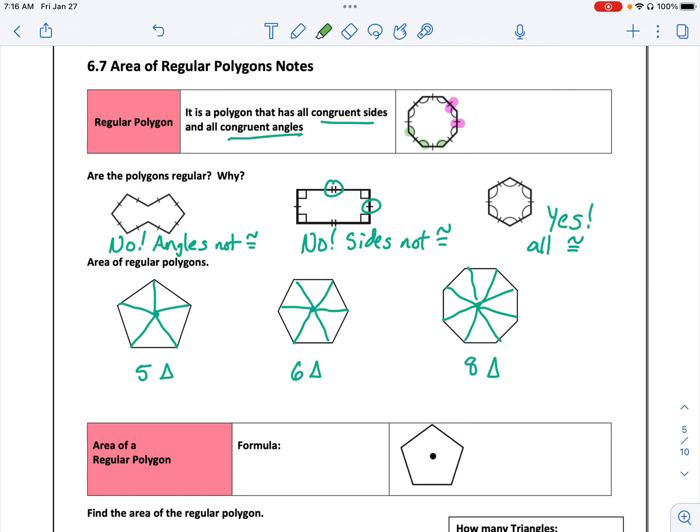Notice here we have 5 triangles, and this shape had 5 sides. So the number of triangles should match the number of sides. So you don't have to draw these triangles every time. As long as you know the number of sides, you know how many triangles there should be.